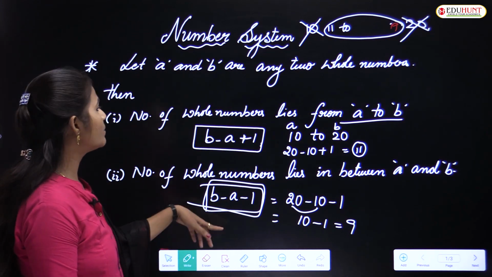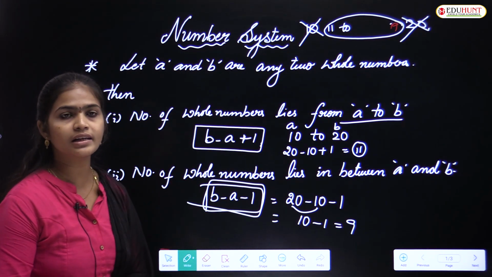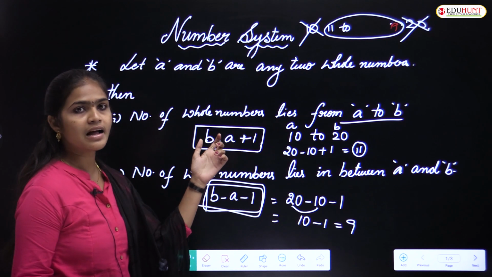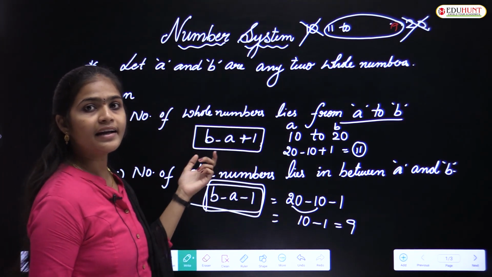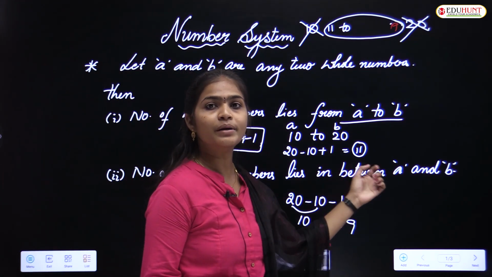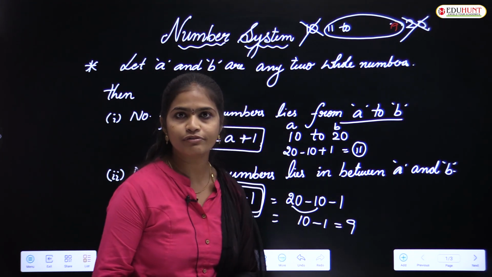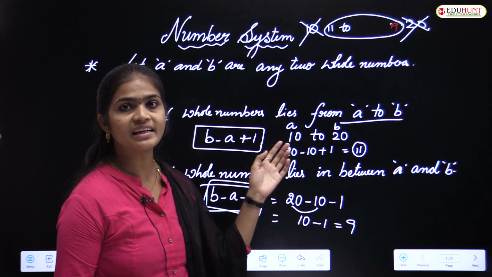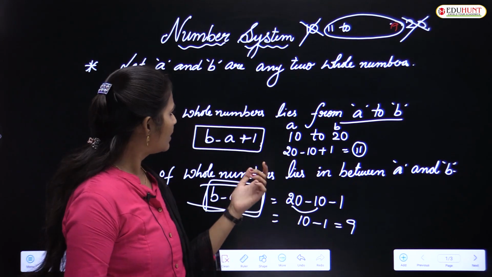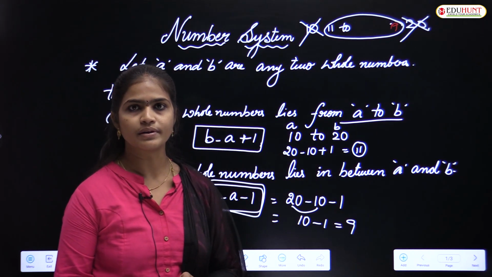So these two formulas we have to use to find how many whole numbers are there from A to B and how many whole numbers are there in between A and B. Okay, not only for whole numbers, we can apply this formula for integers. Next, for natural numbers also we can use this one.